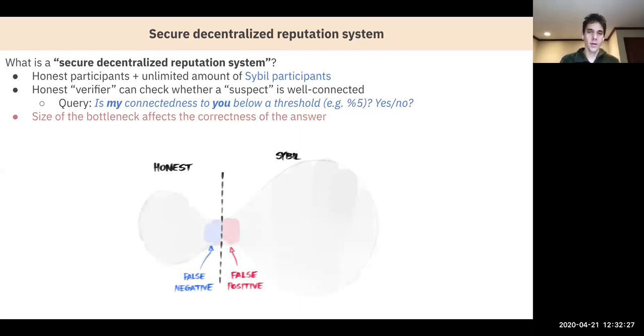Yeah, and so what I just mentioned is that you should expect to have false positives and false negatives, and the amount of misclassifications is going to be roughly equal to the size of the bottleneck, because that's where confusion arises essentially.